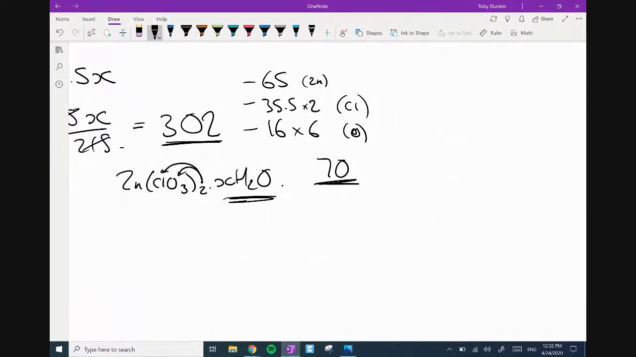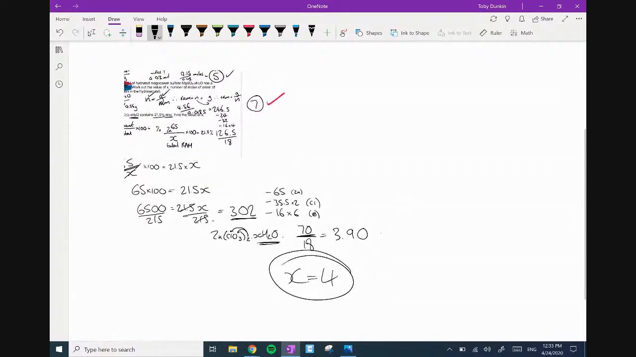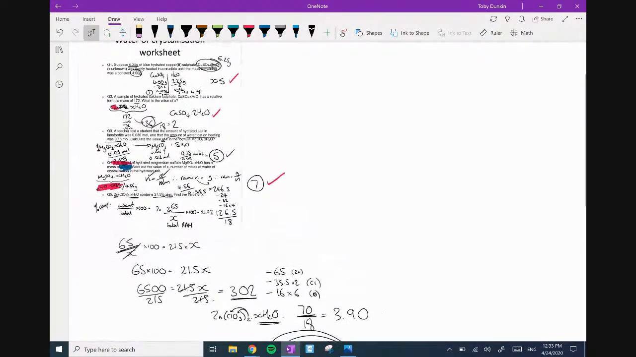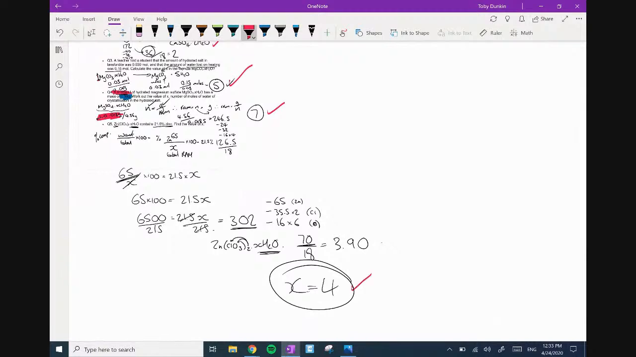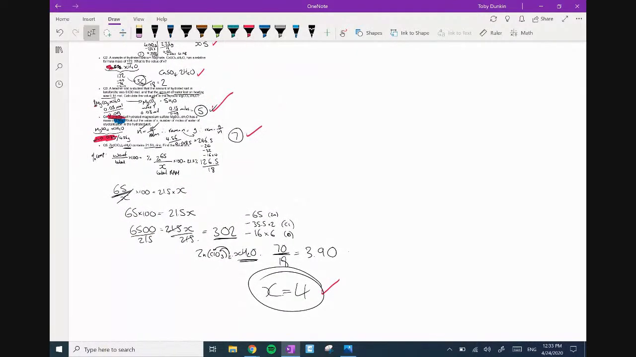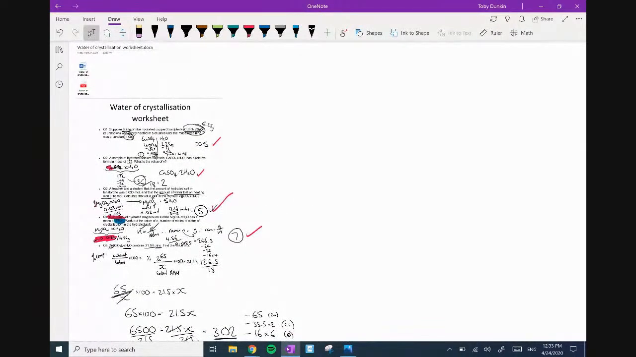That's the MR of all the waters, divided by 18. Divide that by 18 and I get a value of 3.90 technically. I've rounded numbers all over the place, but in the exam, they'd want 3.90, but then you go, X is 4. And we're done. There's the end of the worksheet. So only 5 questions, folks. X is 4. A nice challenge one at the end there, nice bit of maths.